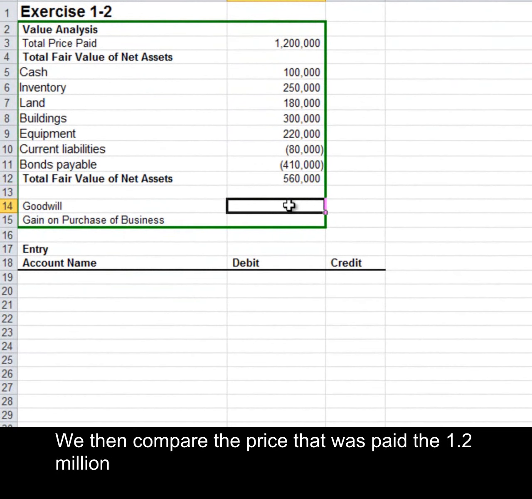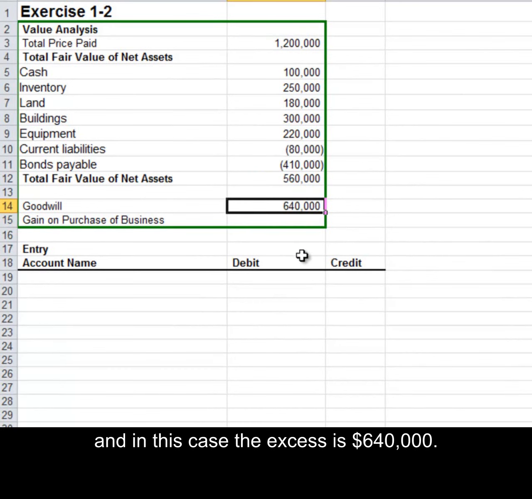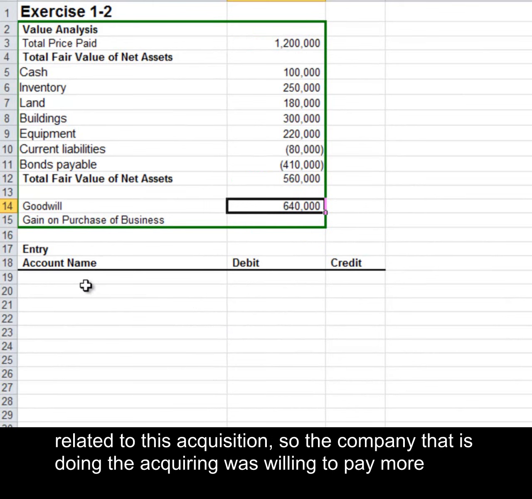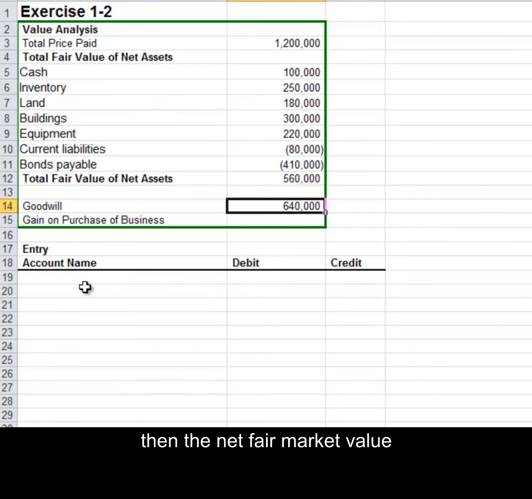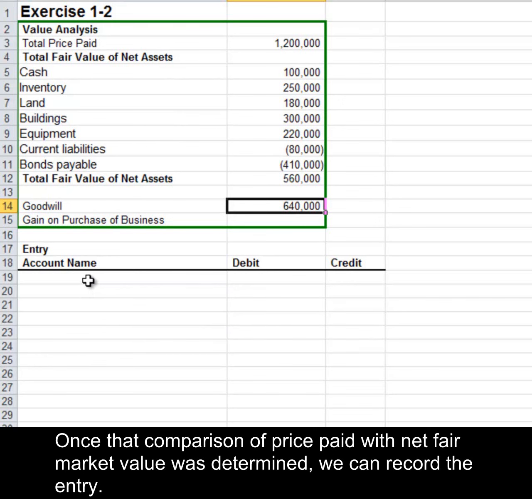We then compare the price that was paid, the 1.2 million, to what was acquired to determine any excess. In this case, the excess is $640,000, meaning that there was some kind of underlying goodwill related to this acquisition. So the company doing the acquiring was willing to pay more than the net fair market value of its net assets because there was something that had additional value that was not something tangible. Once that comparison of price paid with net fair market value is determined, we can record the entry.